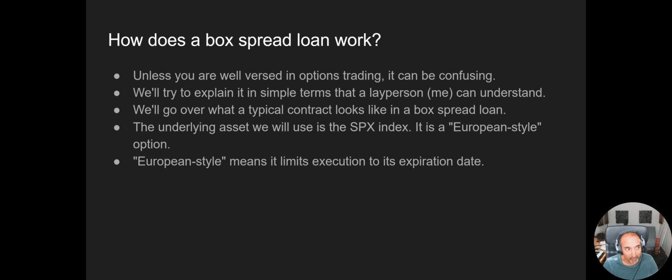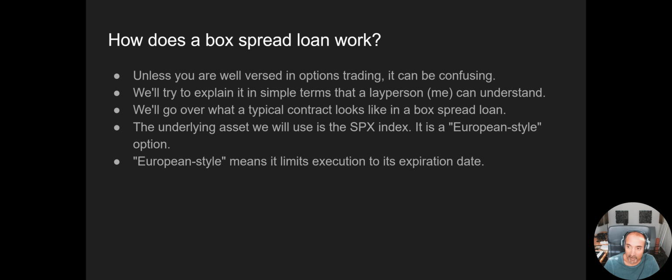So unless you're really versed in options trading, it can be quite confusing. I've never really done options trading in the past, so I had to learn how this all worked. I'm going to try to explain it in simple terms that hopefully a layperson like me can understand. What we'll do is go over what a typical contract looks like in a box spread loan, and the underlying asset we will use is what's called the SPX index. This is an S&P 500 index.